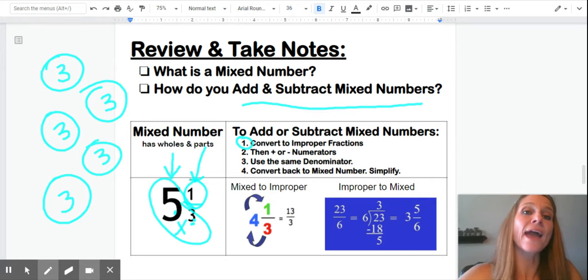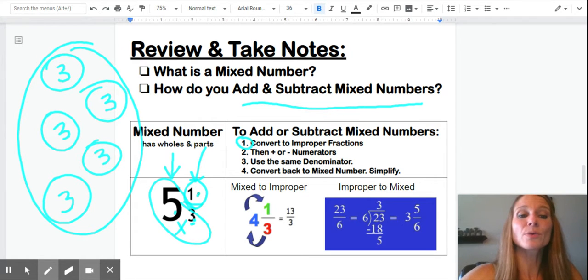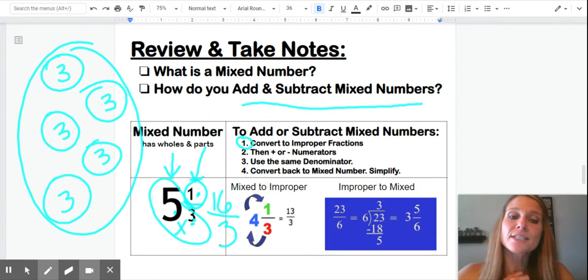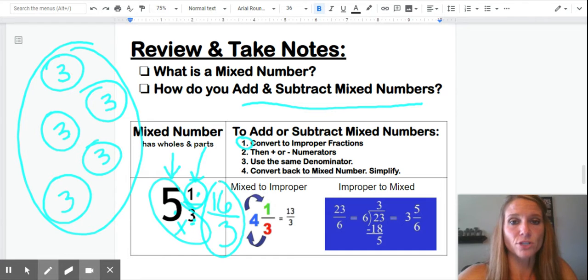So we have to add in that extra 1 slice. So if we get 15 slices with this, plus a bonus slice from here, we really end up with 16 thirds. Notice that the denominator stays the same. We're not changing the size of the slice. We're just counting them in a different way. So we would call 16 thirds the improper version of that fraction.